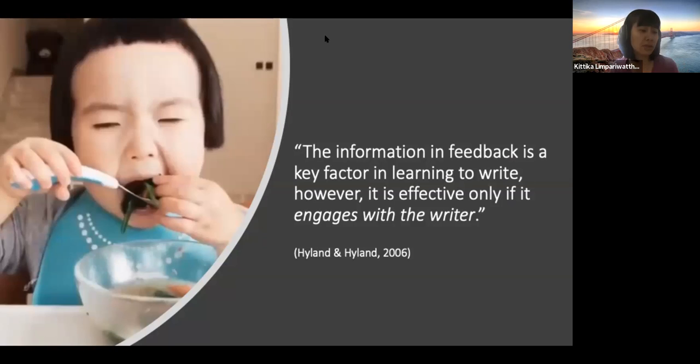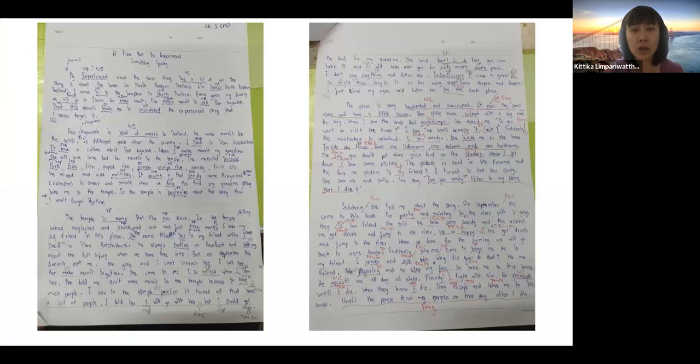But that is the theory. What really happens in the classroom, especially in the EFL and ESL writing classroom, as I grew up learning, is this. All through my life I studied and grew up in Thailand, and this is the only kind of feedback I received throughout my life.